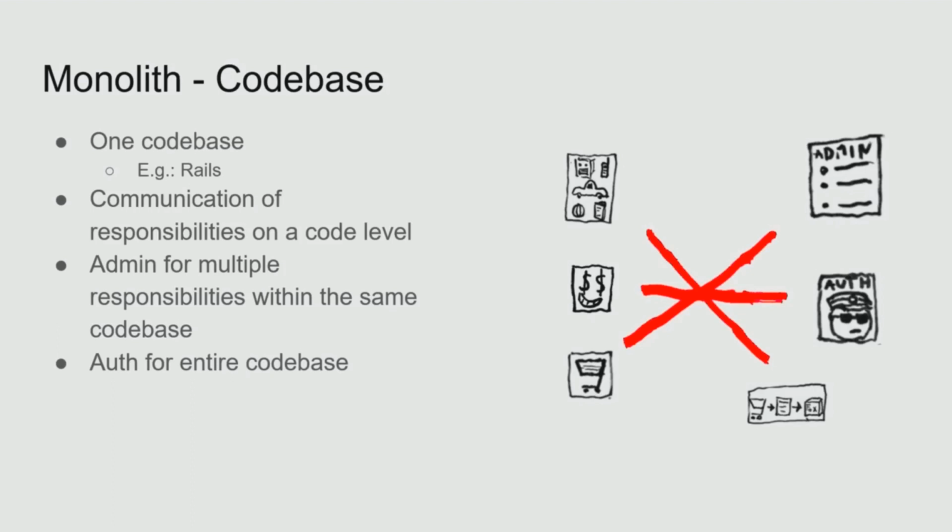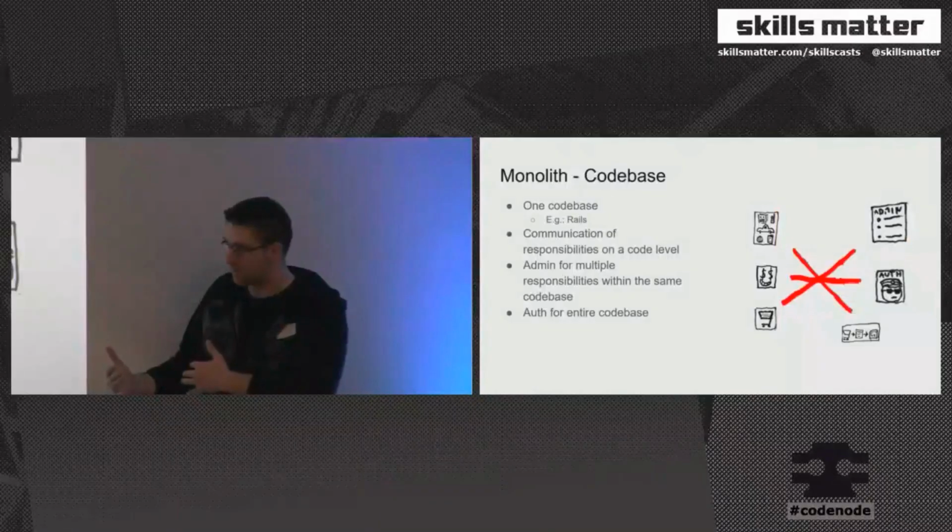So for example, if you have a Ruby on Rails application, all you need to do is generate rails generate scaffold orders, rails generate scaffold products, do has_many associations in between them, and all that communication will be directly executed via code. Same applies for admin. When you need to introduce admin in front of all these responsibilities, all you need to do is make sure that the code will execute those responsibilities of the admin.